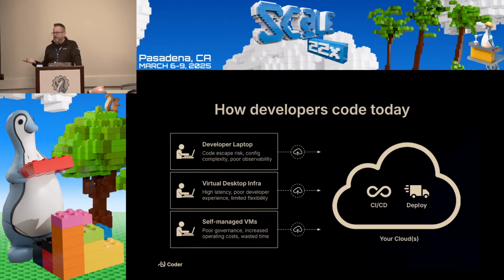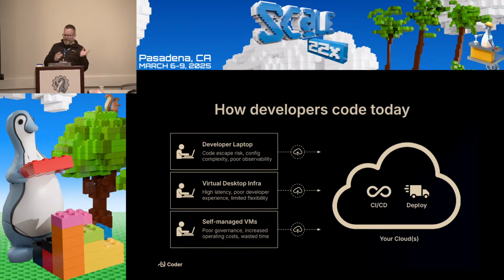So we all know how devs code today. They're either working on their laptop, or they're working on some kind of VDI, or maybe there's some shadow IT VM out there that people are logging into, and who knows? There are problems with all those things, and I won't go into all the detail on that. I'm sure you've seen those problems happen more than once over the course of your career.